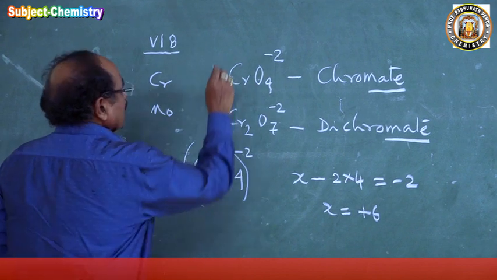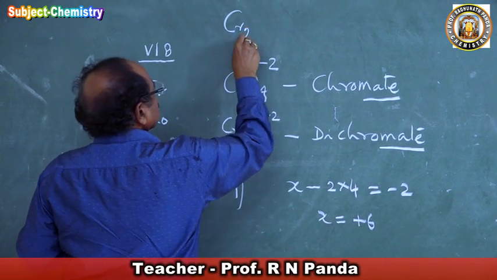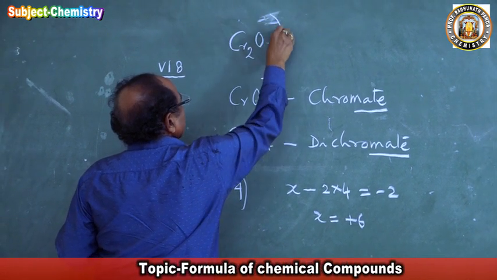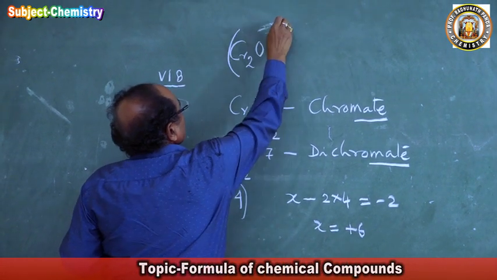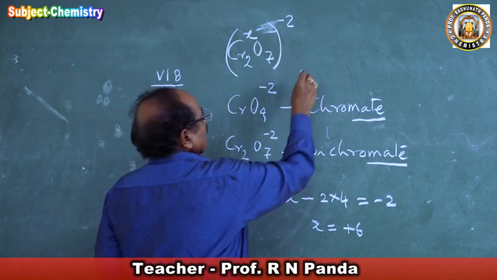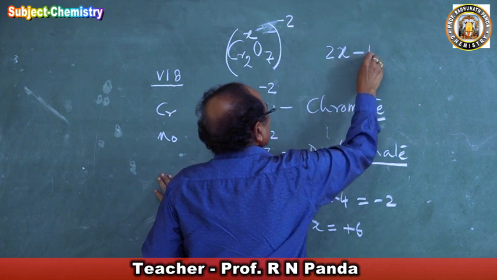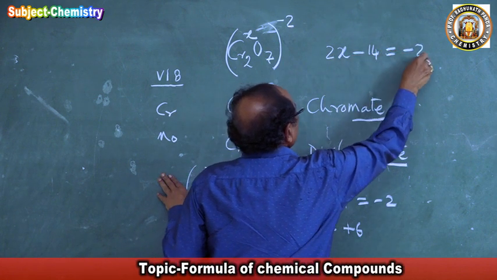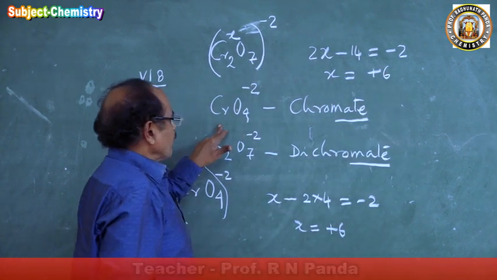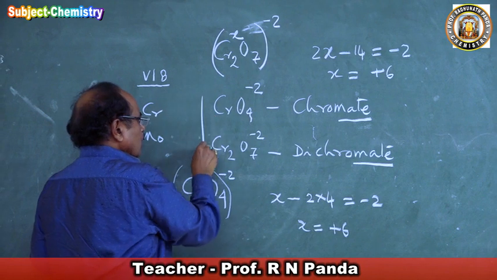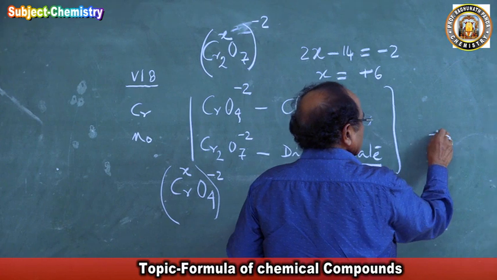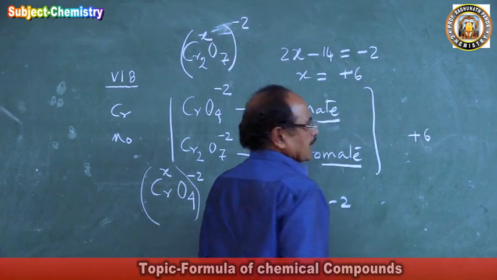Now if I come to Cr2O7 minus 2, here this is Cr2O7 minus 2. So chromium I am taking as X. So what will you get here? 2X minus 14 is equal to minus 2. So X is equal to plus 6. So in chromate and in dichromate, the chromium is using its plus 6 oxidation state.